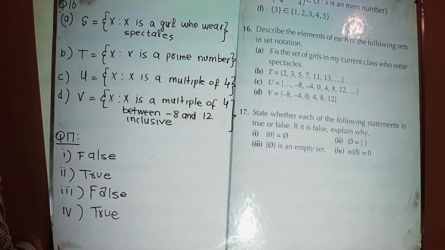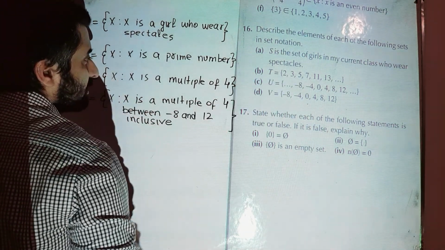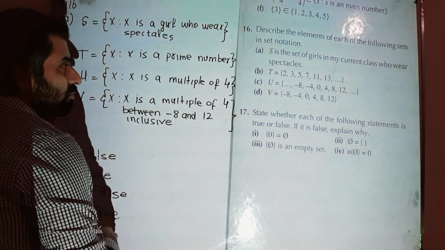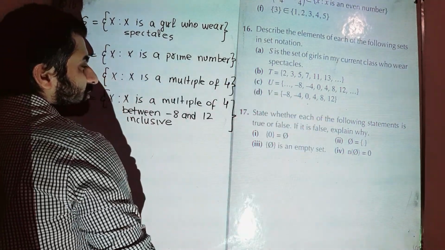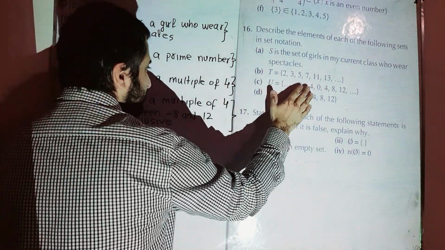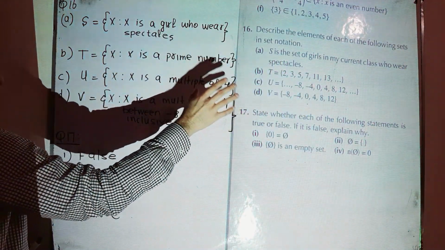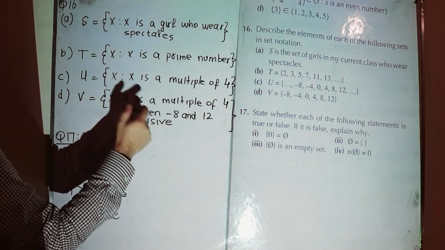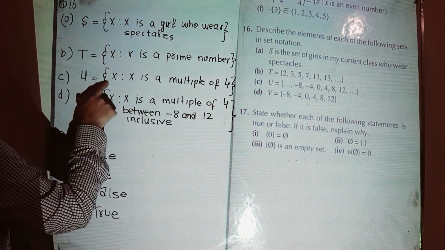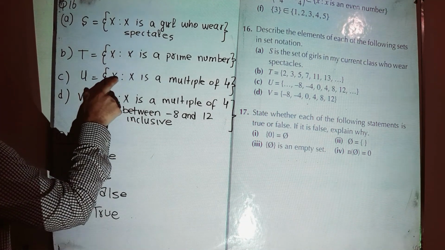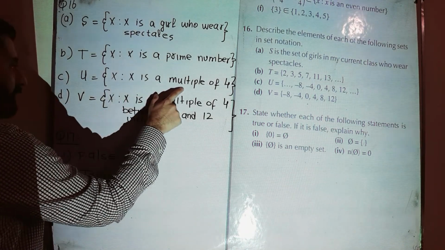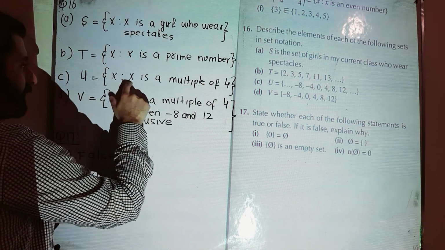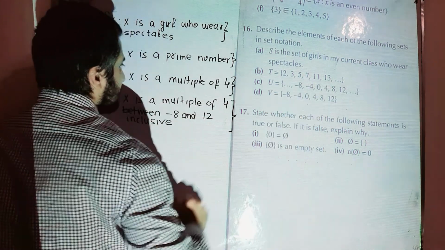Part number C is U, and you can see it is a set where we have multiples of 4 on the negative as well as on the positive side. So this set is a set having multiples of 4, and because in set notation while describing a set we use a variable X, such that X is a multiple of 4. This X represents all of them.